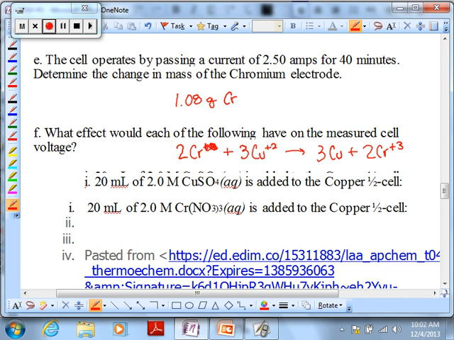Higher. All right. Now copper sulfate, are we doing that as copper plus 2 or copper solid? Copper metal would be the solid. So this is copper sulfate, soluble, so we're going to get copper plus 2. And it's going to be higher than normal.